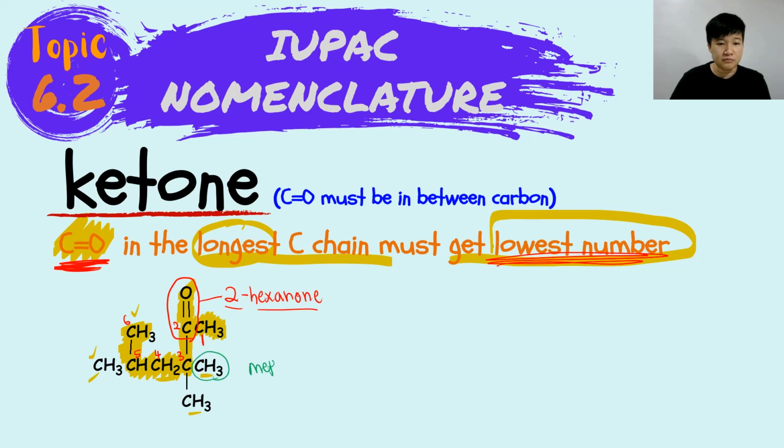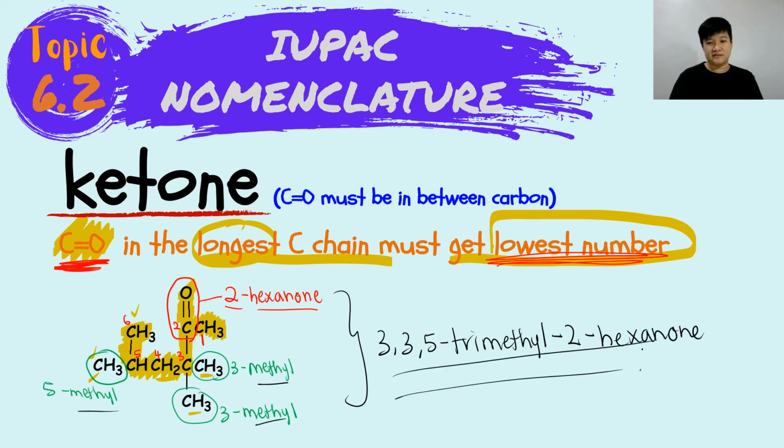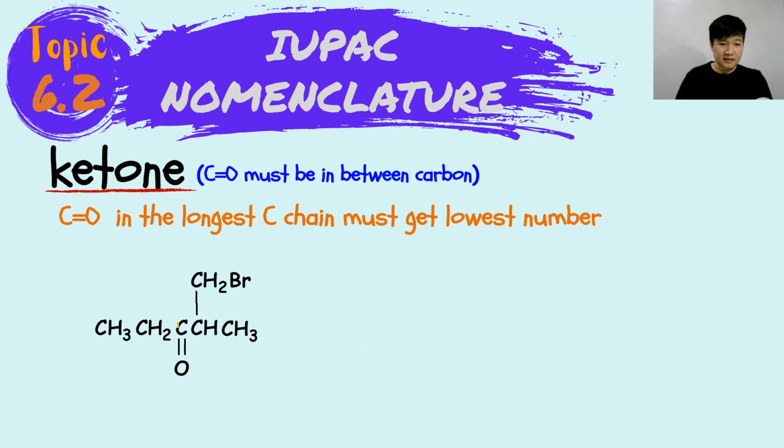We have 3 substituents over here. Your methyl group located on carbon number 3. Another methyl group also located at carbon number 3. Another one, you have your 5-methyl. Remember the prefixes that we are going to use? 3 similar substituents. Therefore, 3,3,5-trimethyl-2-hexanone. Simple, easy.